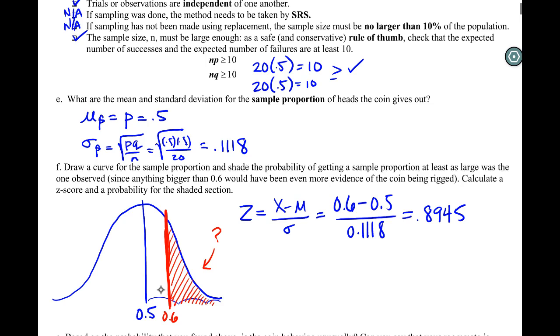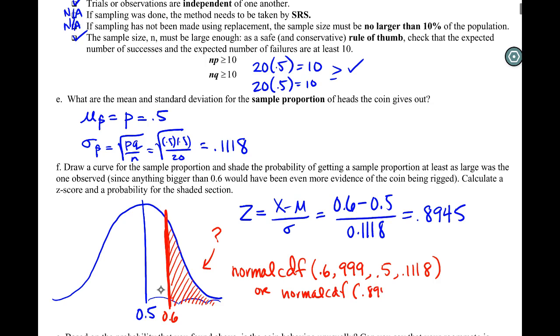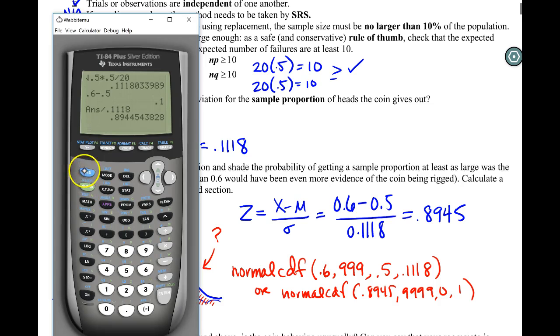I know a lot of you in my third class will want to do that since you guys are old pros at stats and you like that method. For the rest of us, we'll probably be finding that probability by using normal CDF. 0.6, a bunch of nines, 0.5, 0.1118, or since we have a z-score already, we could just do 0.8945, a bunch of nines, and then we could put in 0, 1. Either of these should give the exact same value. It doesn't matter. So I'm just going to go ahead and use the z-score because it'll be quicker.